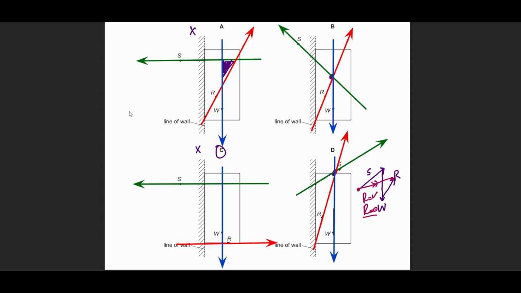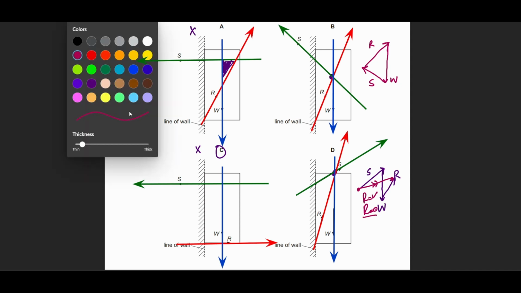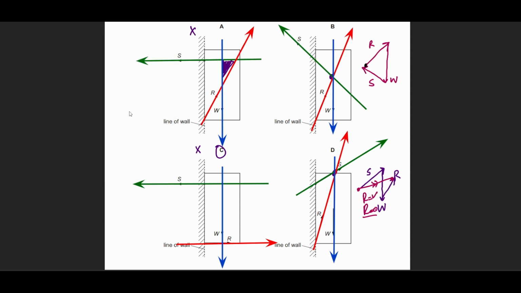But if we try this with option B, I see that R is in this direction, and W is somewhat in this direction. If I connect S, that goes back to this position. Now, if I apply the same head to tail method, from the tail of the first vector to the head of the last vector, there is no distance between them, which means that a complete loop is being formed in this example.